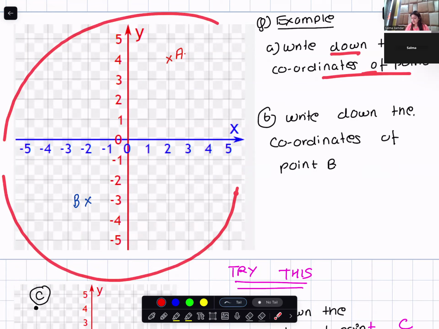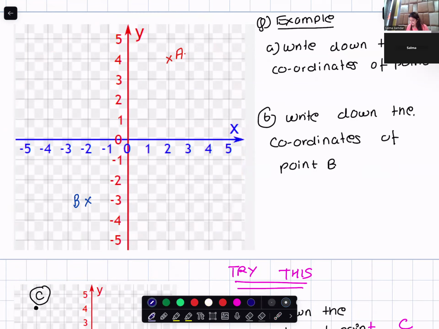You know, this is the Cartesian plane. This is the x-axis. This is the y-axis. These are the quadrants. The first quadrant, second quadrant, third quadrant, and the fourth quadrant. I have to write the coordinates of point A. When we are writing the coordinates of any particular point, the coordinates are written in the form of x, comma, y.